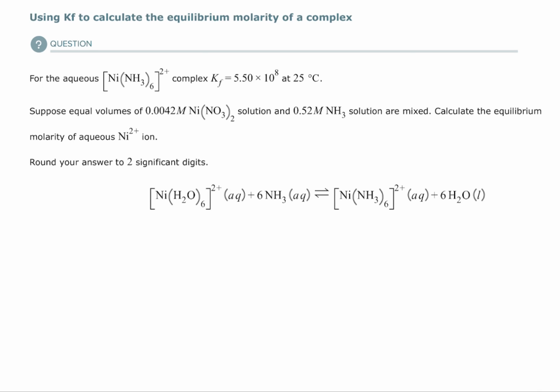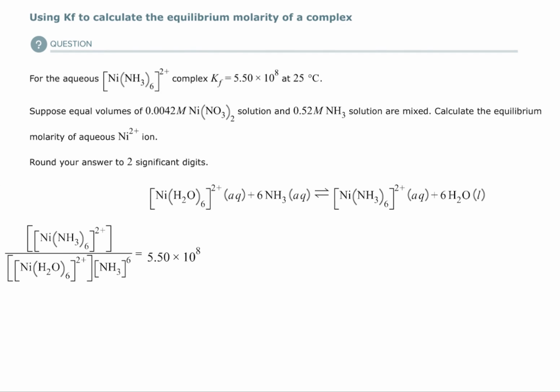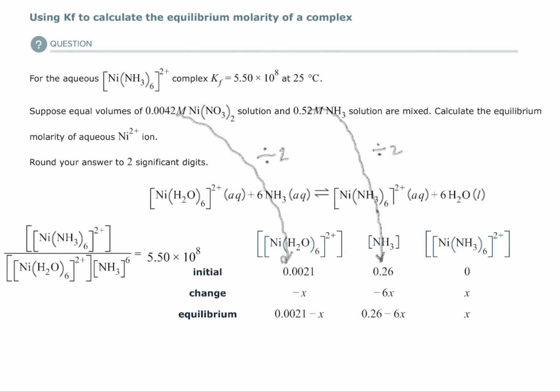Then you have to balance the equation. So in this case, it's not so hard since you're given that you're going to need 6 ammonias in order to make a complex. You'll have to have 6 ammonias here. All right, so once you have a balanced equation, you can keep going. So here's the K sub f. It's just the products divided by the reactants. And they give you a K sub f of 5.5 times 10 to the 8. All right, so you have your K sub f.